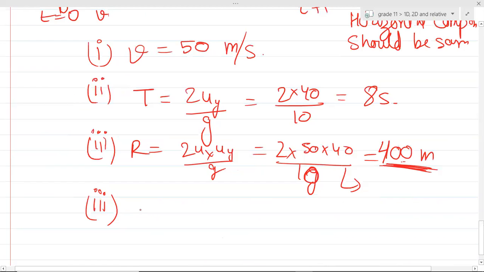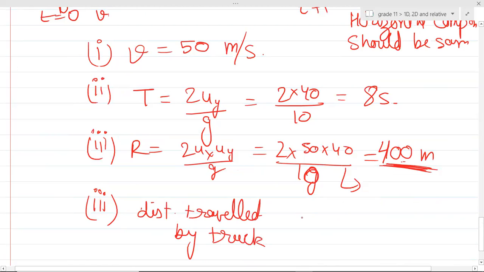So what was the velocity of the truck? Guys, what was the velocity of the truck? So the velocity of the truck is 10 meters per second. So can I write this as 10 meters per second multiplied by 8 seconds, which will be equal to? 8 seconds is the time it takes the ball to reach that point.